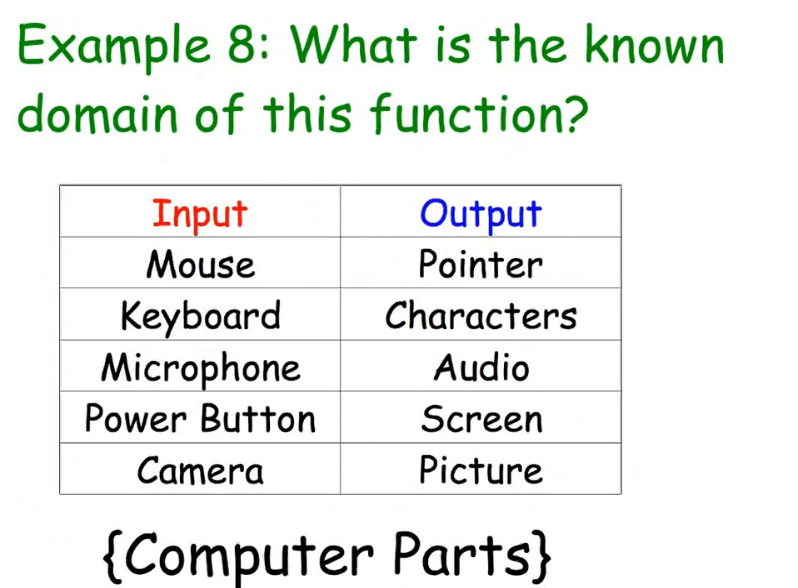One more example. When you have a computer, you have a set of inputs and outputs. So for this particular example, we have a mouse, a keyboard, a microphone, a power button, and a camera. Now we could generalize it and say computer parts, put that in braces to generalize it, or you could actually take each individual component and put it into braces and that would give me the domain or the set of inputs of this function.